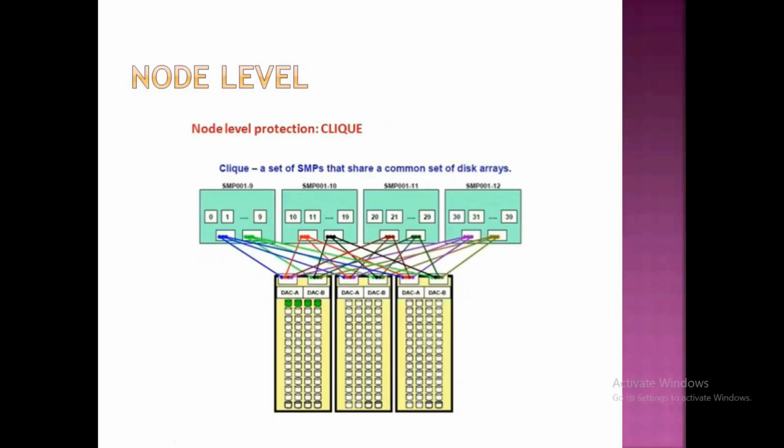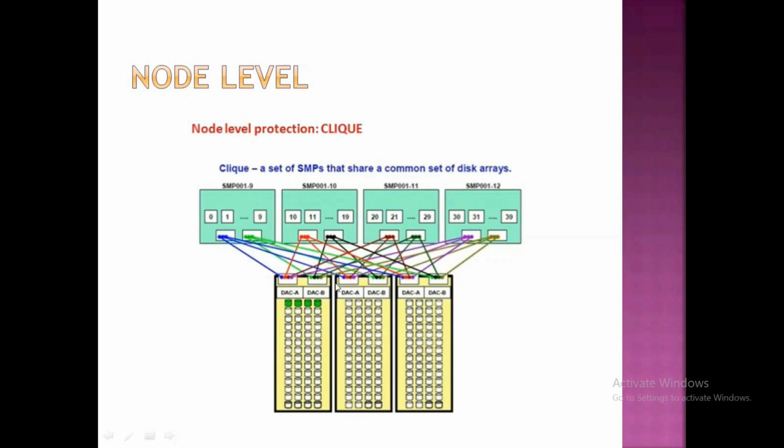Next one is the node level. At the node level we use what is called clique. So I told you, right, the nodes will be something like node 1, node 2, node 3. It's a cluster, a horizontal way of storing the data, correct? So one SMP will have different nodes. SMP 001, something like 1 to 10, something like 11, 12. Okay, so you have different numbers. So this is one SMP. One SMP has node numbers 0, 1, 2, 3 up to 9 nodes.